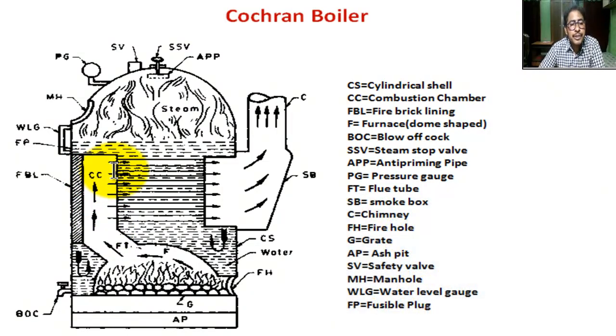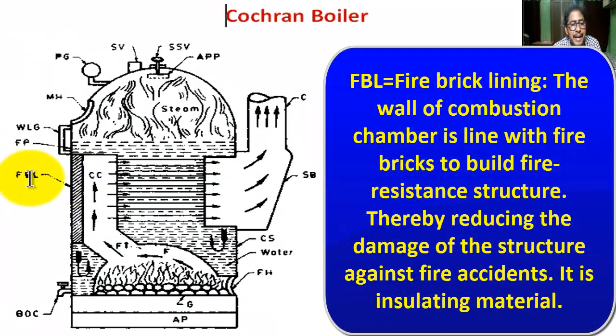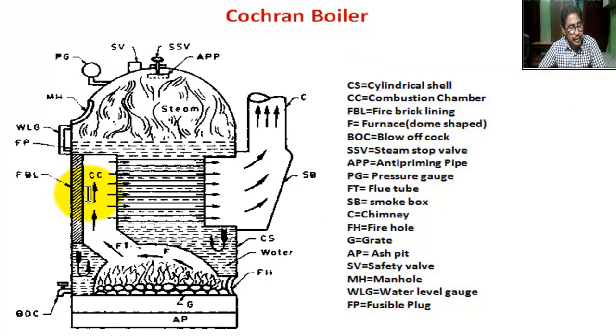Now this is the FBL, fire brick lining. The wall of the combustion chamber CC is lined with fire brick to build a fire resistant structure, thereby reducing the damage of the structure against fire accident. This is insulated material.